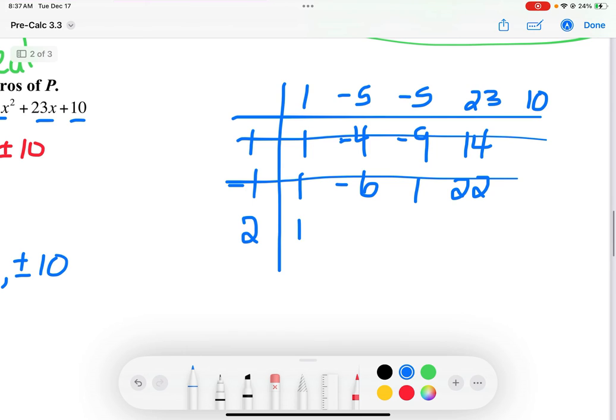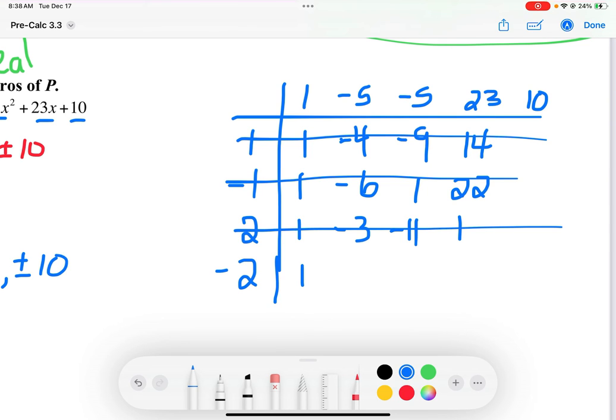So bring down the 1. 2 times 1 is 2, plus -5 is -3. 2 times -3 is -6, plus -5 is -11. 2 times -11 is -22, plus 23 is 1. And 2 times 1 is 2, plus 10 is not going to give us a 0. Okay, so try the next one.